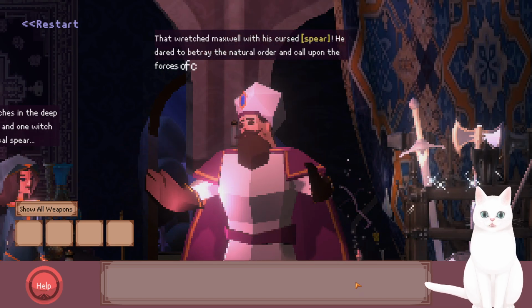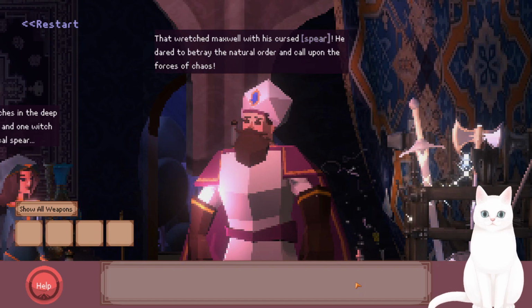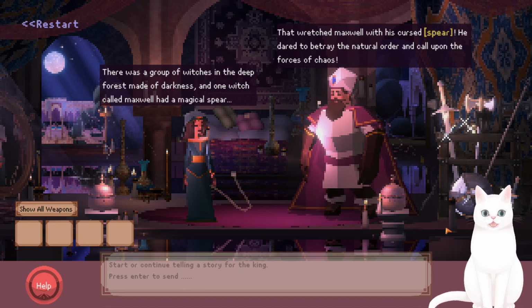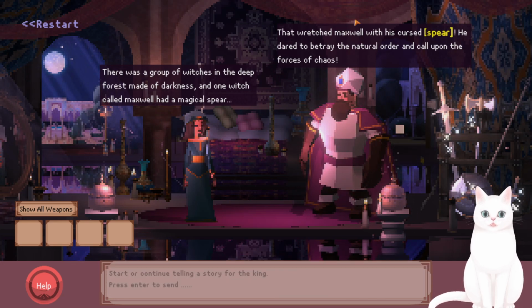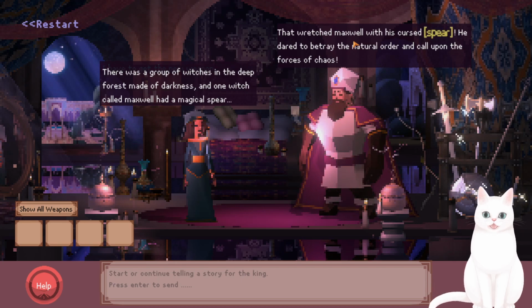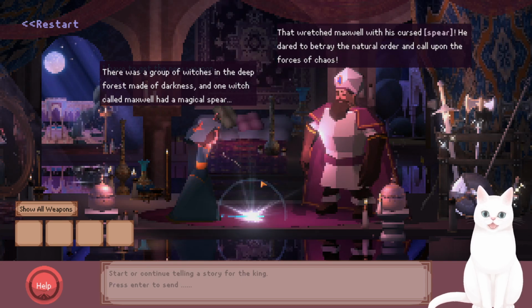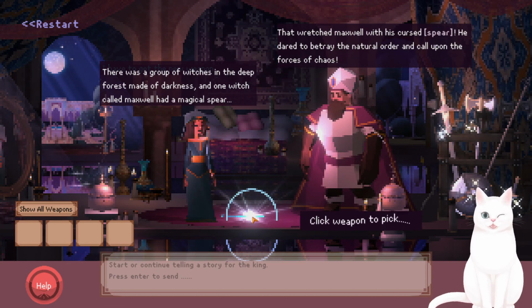Maxwell, with his cursed spear, dared to betray the natural order and call upon the forces of chaos. But actually, this Maxwell is a lady. But I think he doesn't know. Okay, I will try to tell him later. So here's a spear. I can get that.